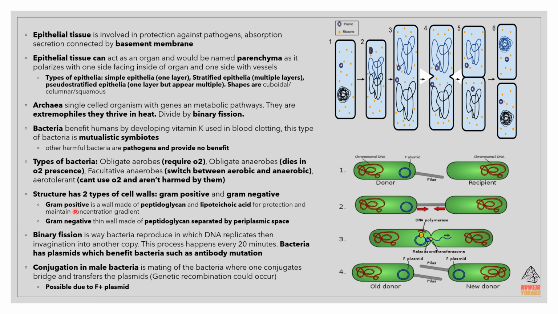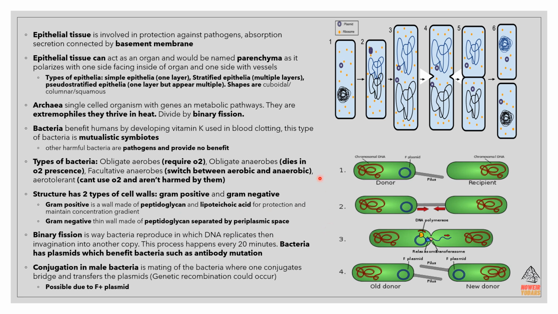Then we got binary fission, which is a way bacteria, mitochondria, or archaea can reproduce, in which DNA is replicated and given into another copy. This process happens every 20 minutes. Bacteria have plasmids, which benefit bacteria, such as antibiotic mutation.